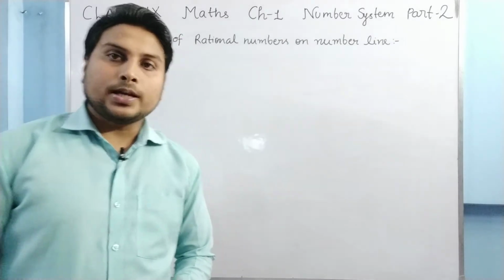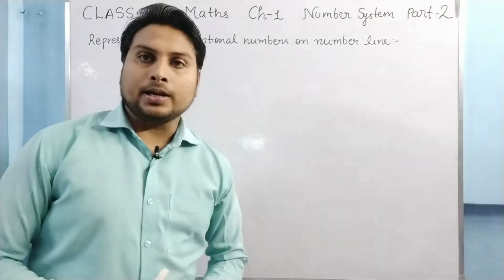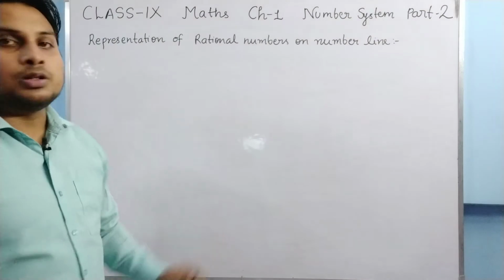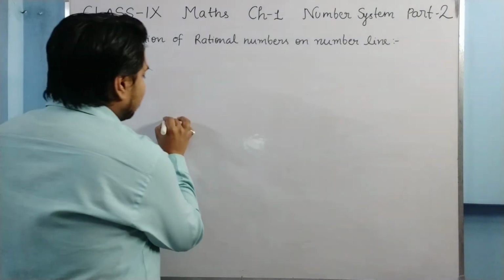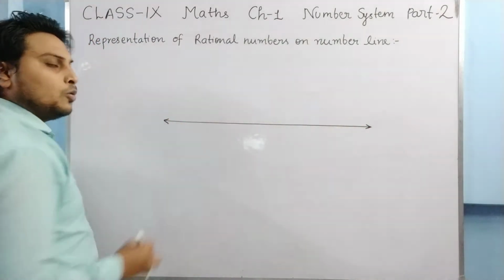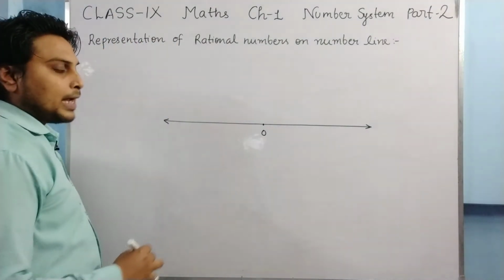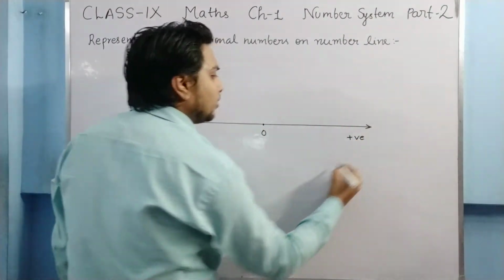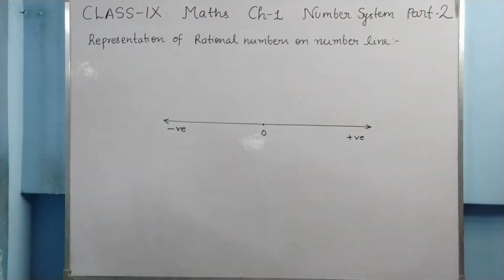Now students, our next topic is representation of rational numbers on the number line. Suppose we have to show any rational number on the line, how can we show that? We know very well that a number line is a straight horizontal line. In the middle of that line, 0 is there. On the right-hand side of 0, all the positive numbers are there, and on the left-hand side of 0, all the negative numbers are there.